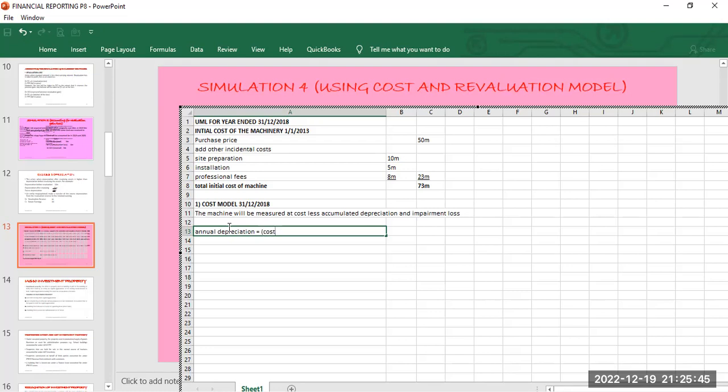It will be the cost, minus any scrap value if it is there, scrap value or residual value. Then this we divide by the estimated useful life of the asset.